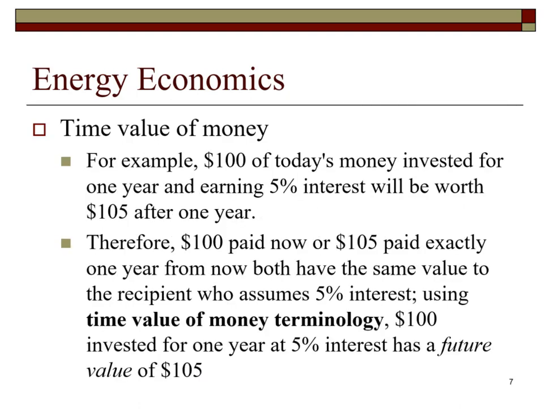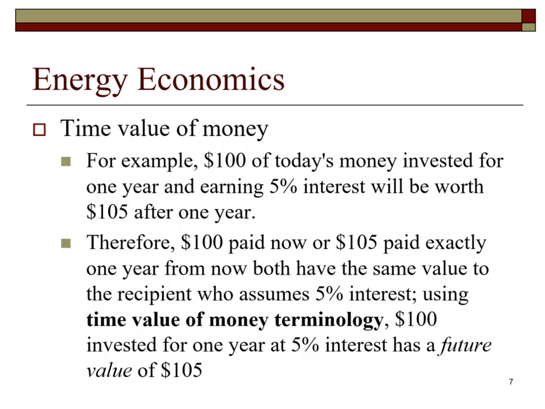Let's look at an example. If I had $100 today and invested it at an interest rate of 5%, I would have $105 at the end of a year from now. Therefore, considering a 5% interest rate, $100 invested today would have an equal value of $105 a year from now. This $100 invested today at an interest rate of 5% would have a future value of $105.